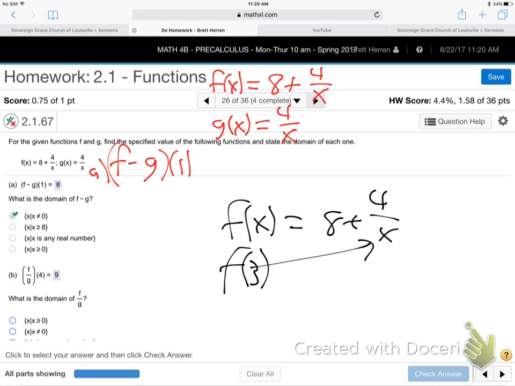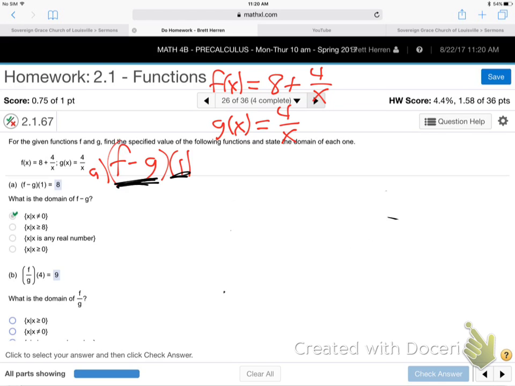They mean plug in. So they mean plug it into the toaster, right? So this means subtract, make a new function out of the old two, a subtraction of the original two, and then when you've got that new function, plug a 1 into that new toaster you've made. That's what that's saying. Okay, so let's do that.